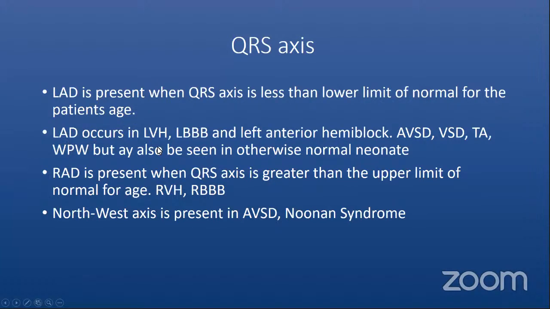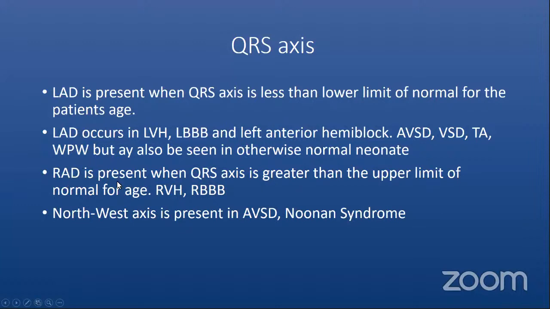Left axis deviation basically happens in left ventricular hypertrophy, left bundle branch block, anterior hemiblock, AVSD, VSD (basically VSD will be biventricular hypertrophy), tricuspid atresia, and WPW as well. I'll show you some examples on the ECG.